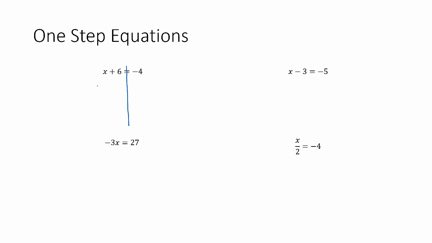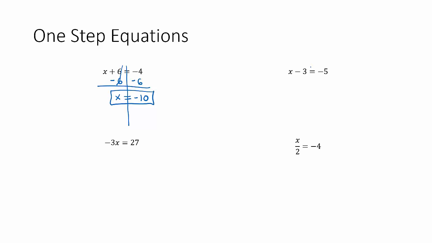And here we have x plus 6, our unknown number plus 6 more. To get rid of that plus 6, we need to do the opposite operation. The opposite of adding 6 is subtracting 6. And so we do that same thing on both sides so that the 6's subtract to 0, and all that's left is the x that we want. And we can see that x is equal to negative 4 minus 6, which is negative 10.